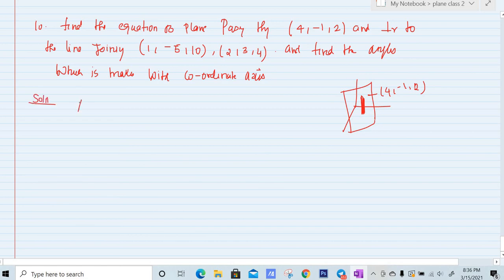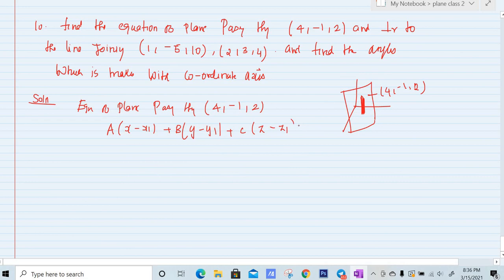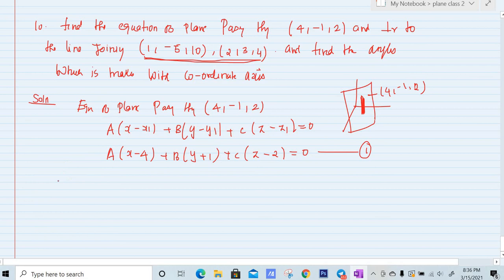So what is the equation of plane passing through (4, -1, 2)? It is a into (x minus x1) plus b into (y minus y1) plus c into (z minus z1) is equal to 0. So we substitute, and we will have a into (x minus 4) plus b into (y plus 1) plus c into (z minus 2) is equal to 0, right? Now it is given that it is perpendicular to this line joining these 2 points, right? So what are the direction ratios? Direction ratios of line: it is 1 minus 2, minus 5 minus 3, 10 minus 4. The difference between the points of the line are the direction ratios. So minus 1, minus 8, and 10 minus 4 is 6. These are A, B, C.